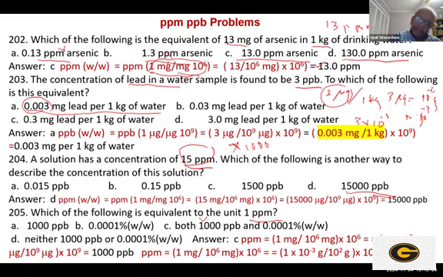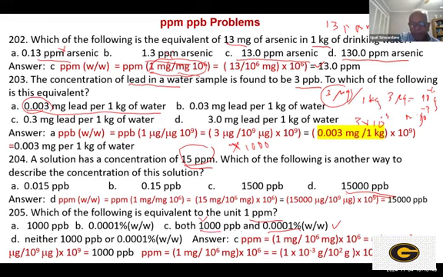And this is weight percent. That means 1 ppm divided by 1,000. Weight percent is smaller than ppm by 1,000 times. 1 divided by 1,000 is this.